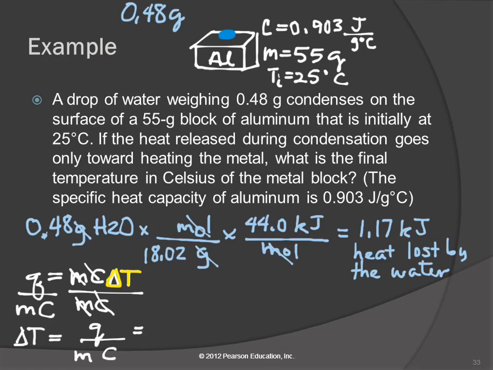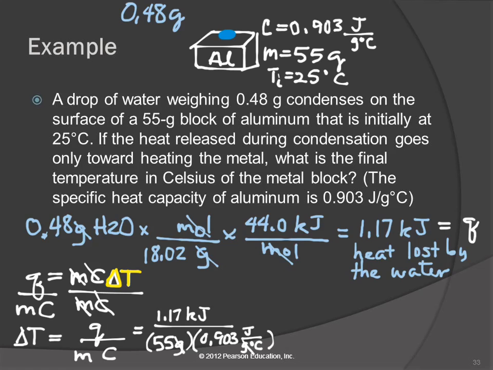What's Q? So we got this equation, but what's Q? That's this guy over here, isn't it? The water droplet gave off heat. That heat went into the block of aluminum. That's our Q. That's the heat. So we'll stick that in here. 1.17 kilojoules. And the mass up there on the top, 55 grams. And the specific heat it gave us, 0.903. And the units on that are joules per gram degrees Celsius. Let's look at those units. Are they going to work out okay? No. Grams are fine. Those are going to cancel, but kilojoules and joules don't cancel.